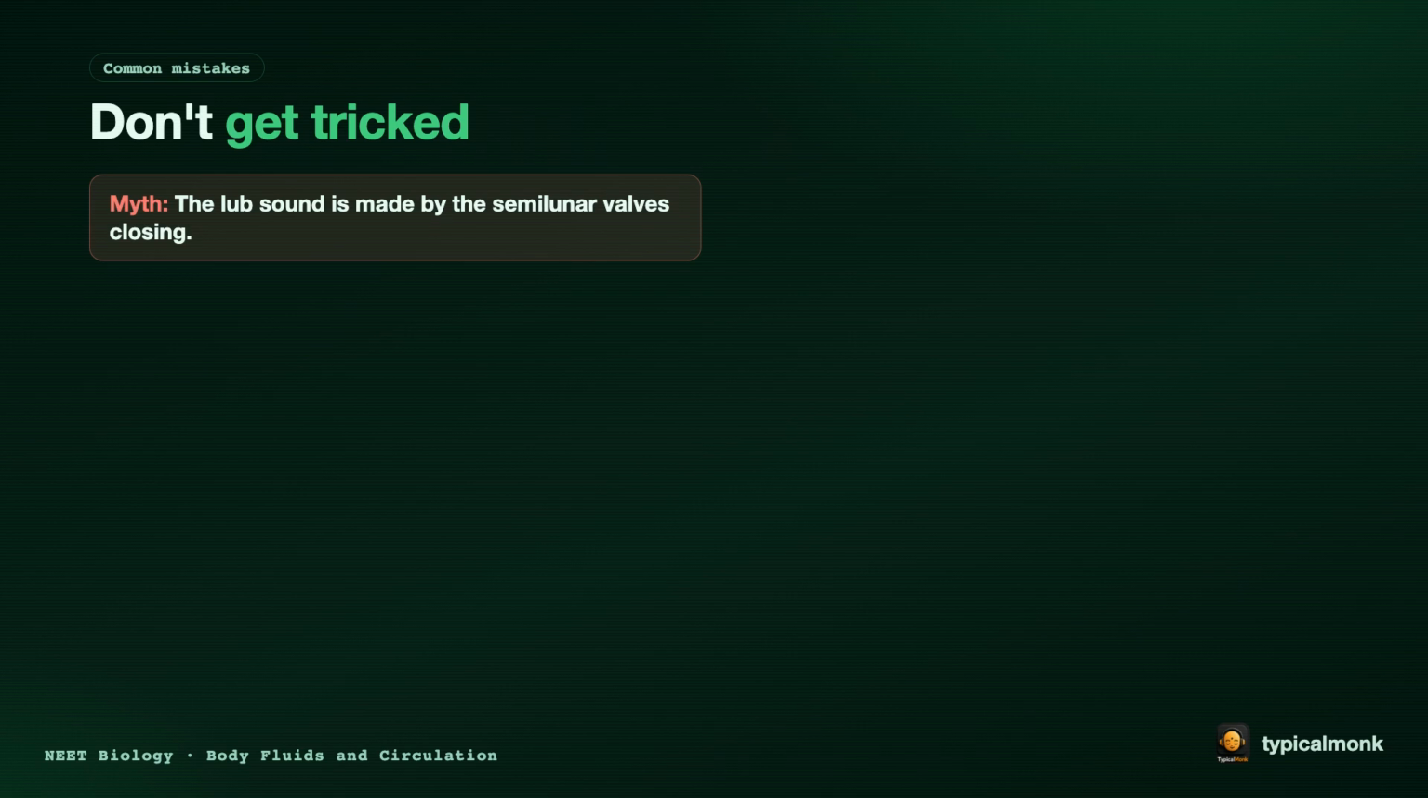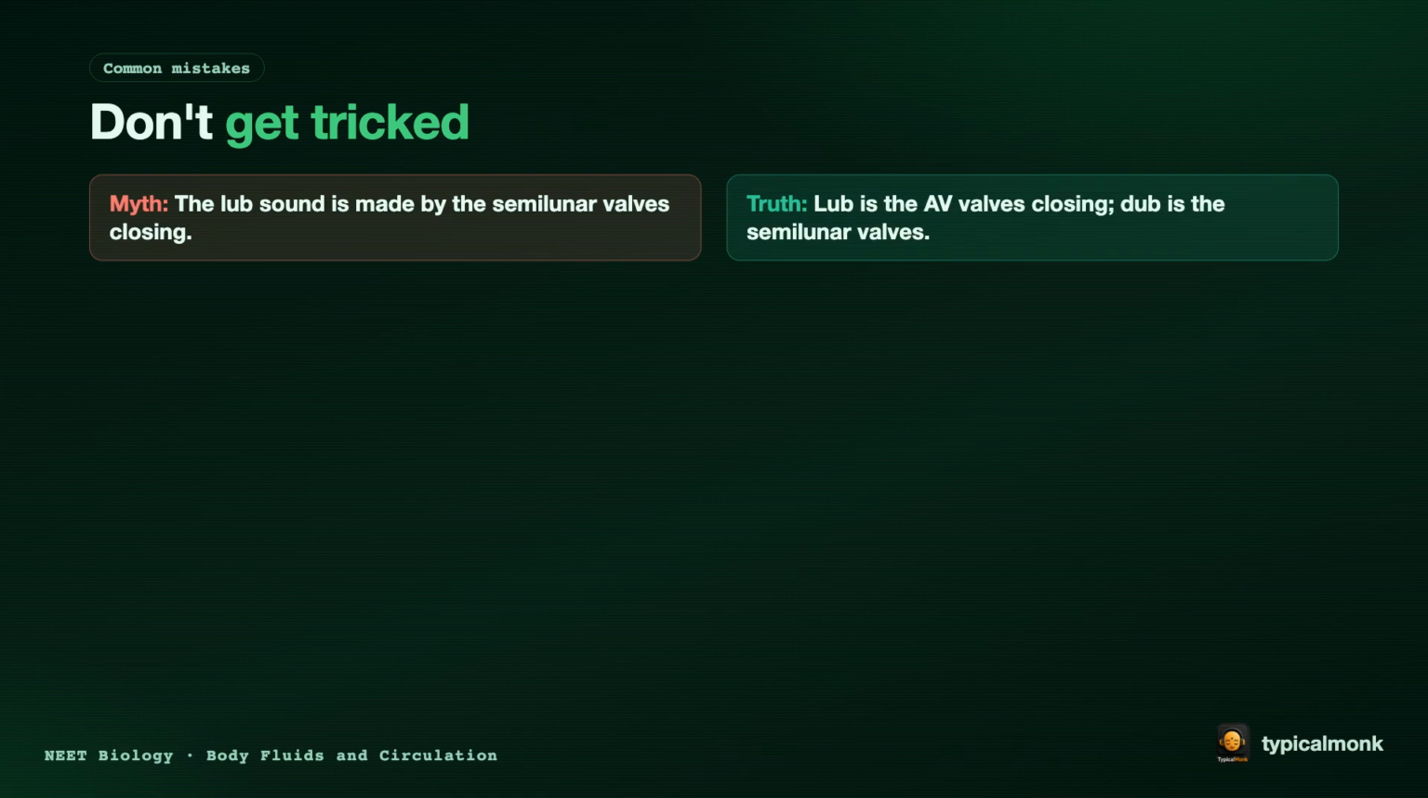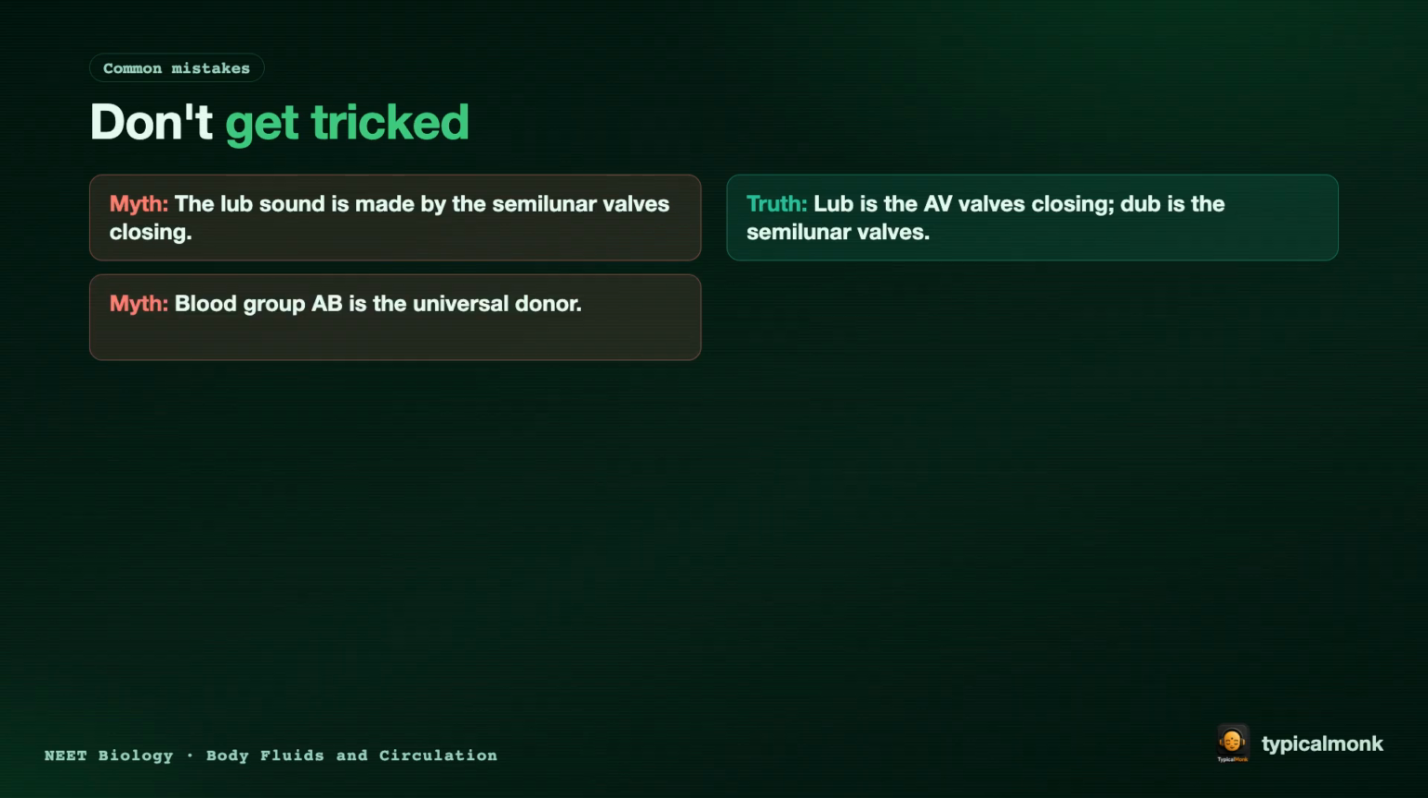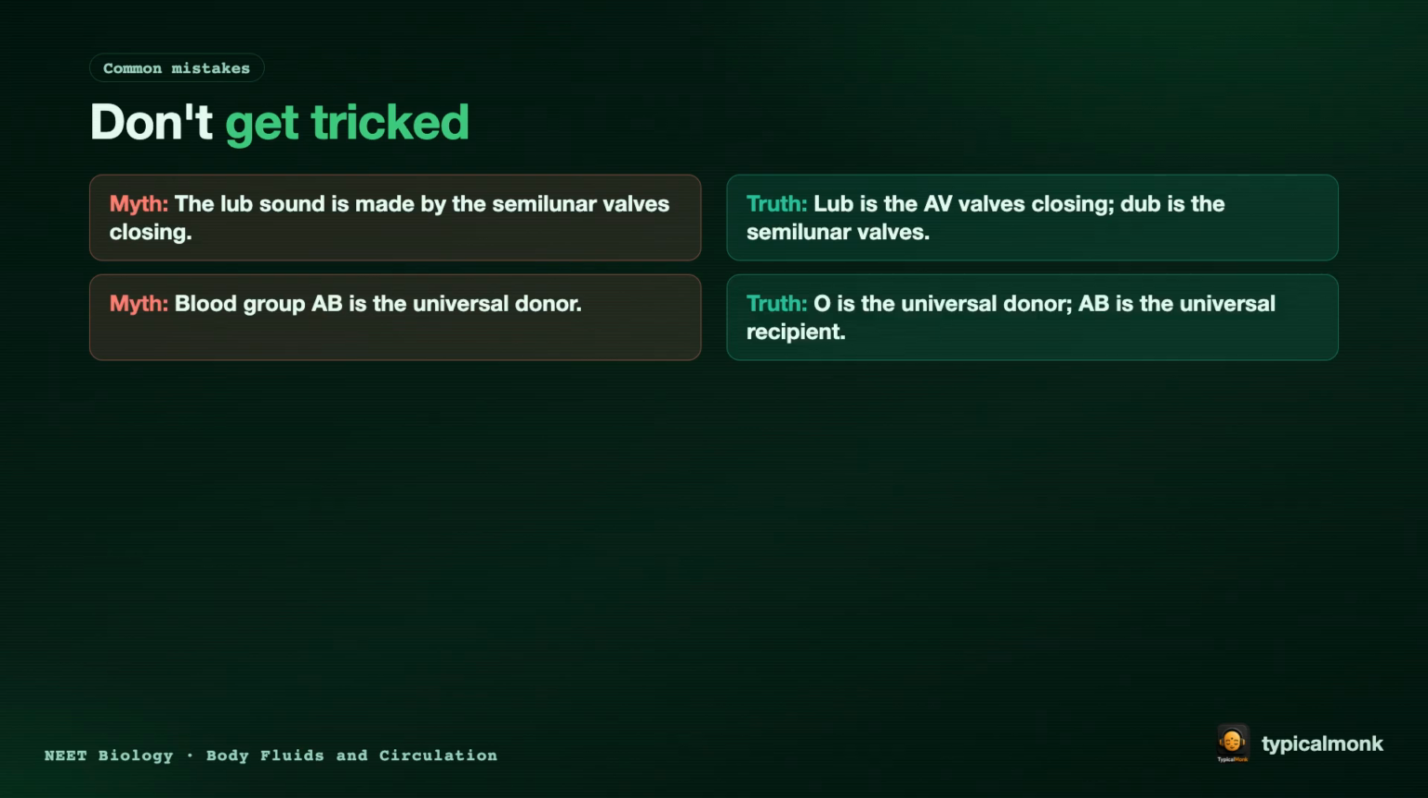Now let us clear up the mistakes students fall into. Misconception. The lub sound is made by the semilunar valves closing. Truth. Lub is the sound of the AV valves closing, and dub is the semilunar valves. Misconception. Blood group AB is the universal donor. Truth. O is the universal donor, and AB is the universal recipient.